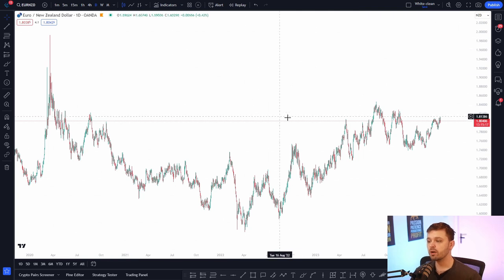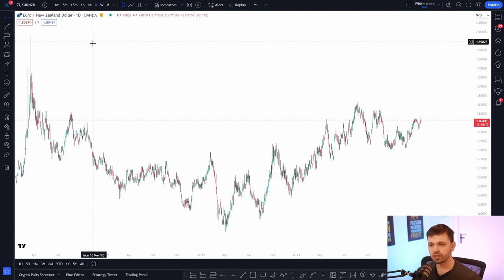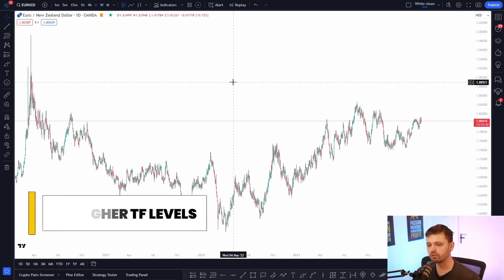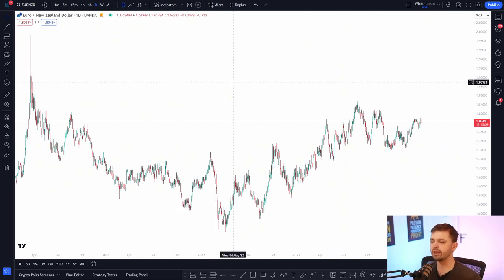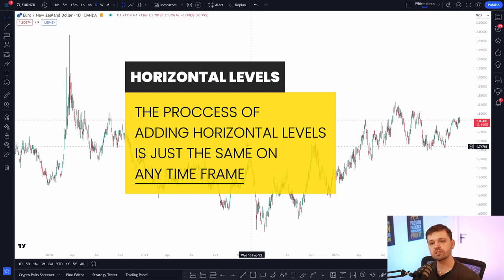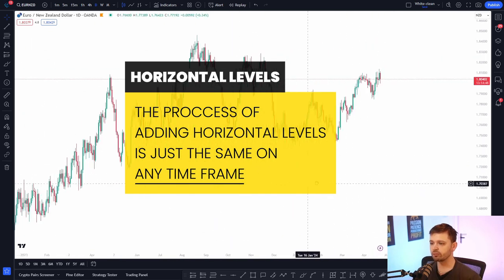But I'm focusing on the higher time frames when looking for my levels, because I'm personally predominantly a swing trader, and I'm looking at high time frame levels, and then I'm going to find entries on the lower time frames. Now I will show you how to do this on a day trading basis and a scalping basis as well, but for now I will focus on the higher time frames when adding my levels, and the process of adding the horizontal levels is just the same on any time frame.